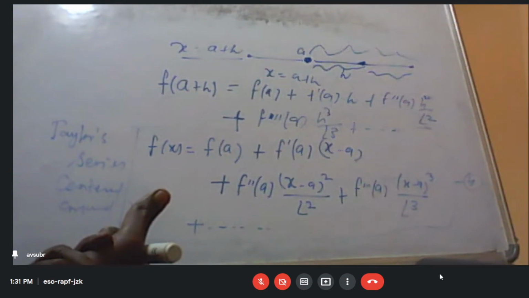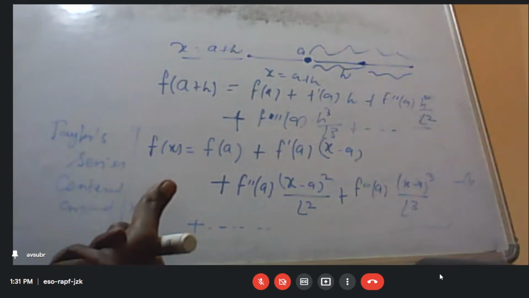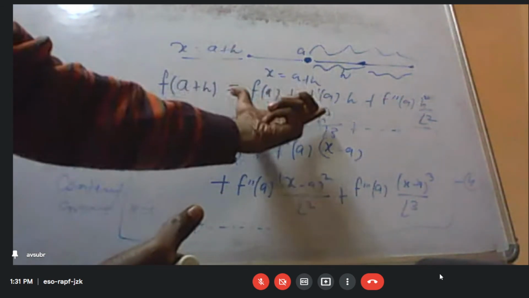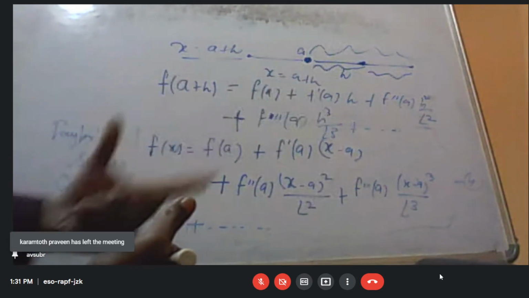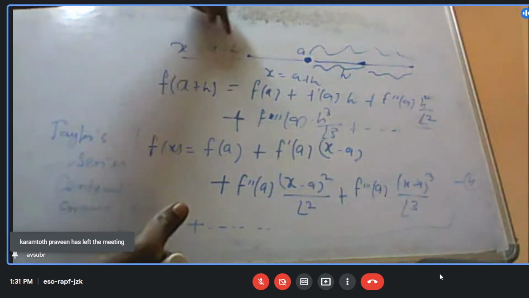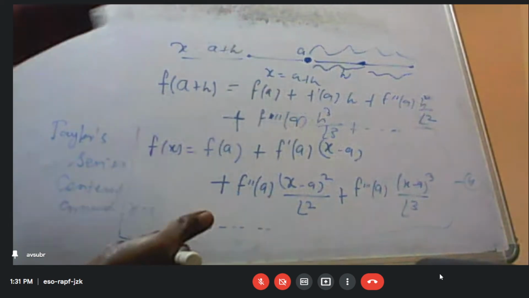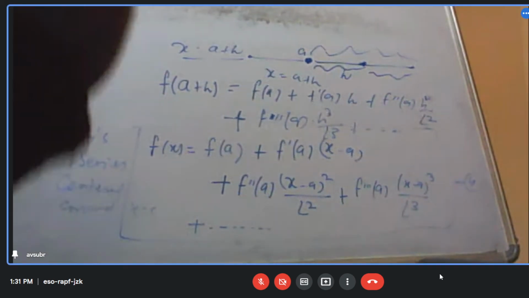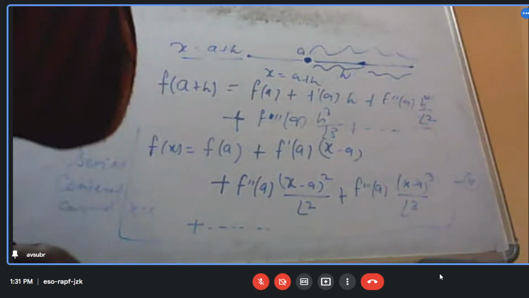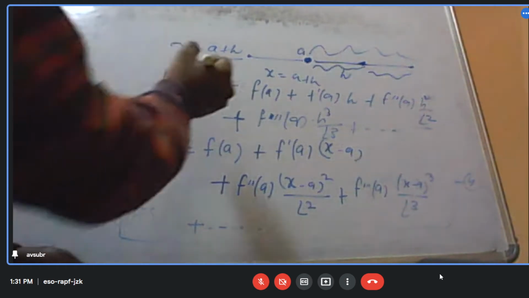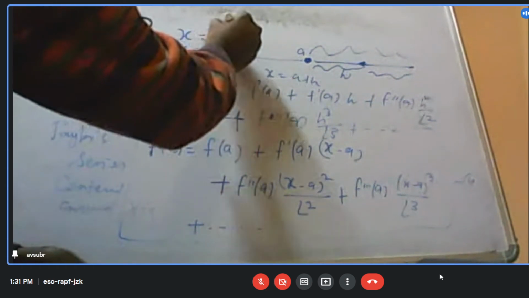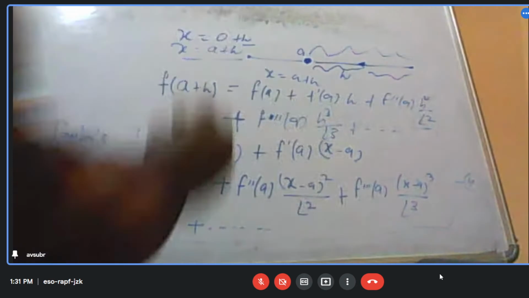Sir, can you explain this again? This one? Okay. x is equal to a plus h, right? For example, x is equal to 0 plus h. Let us start with this.